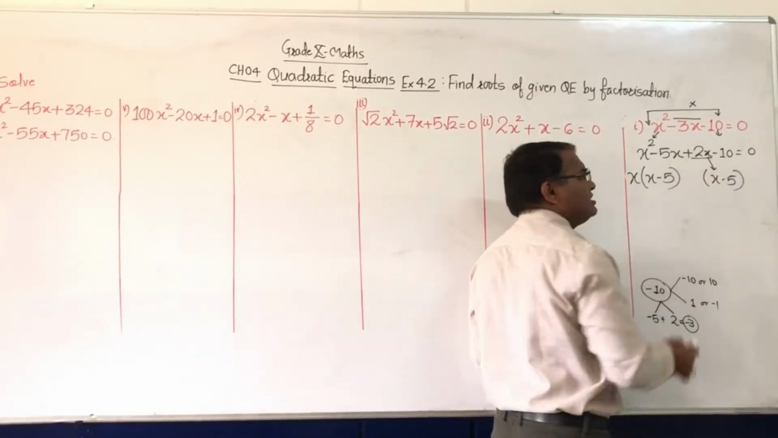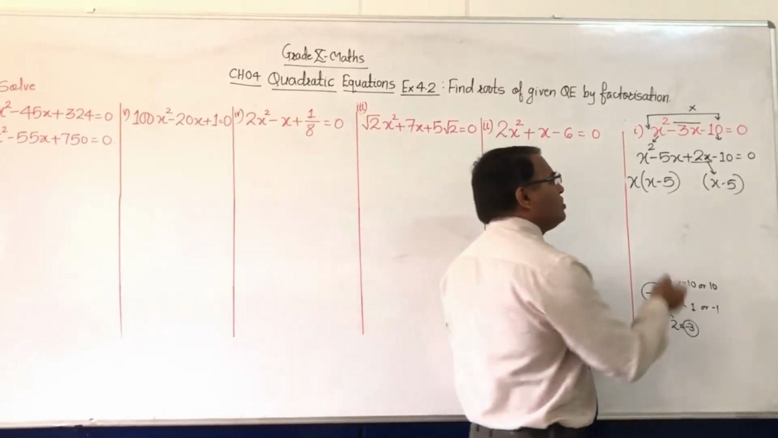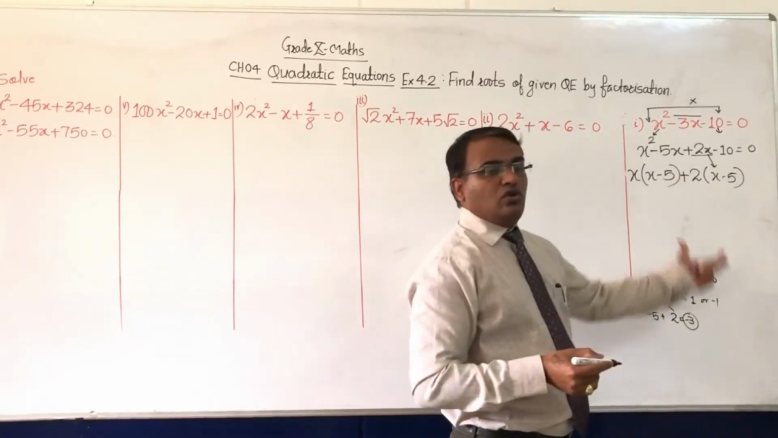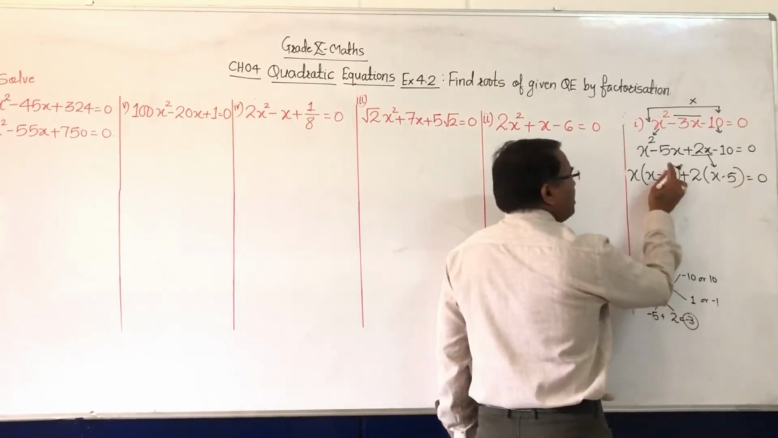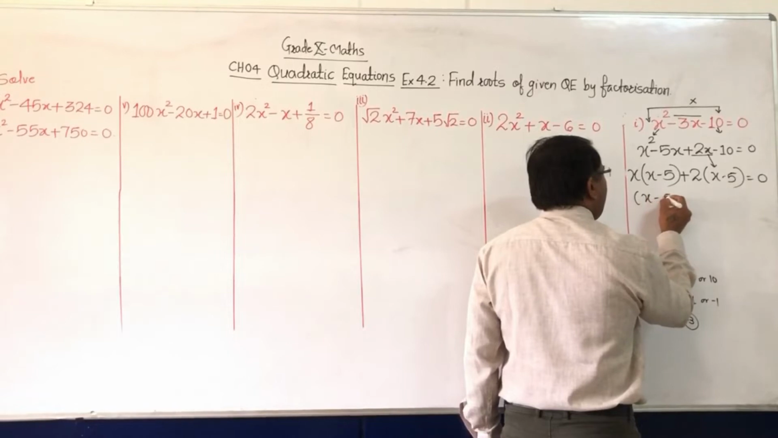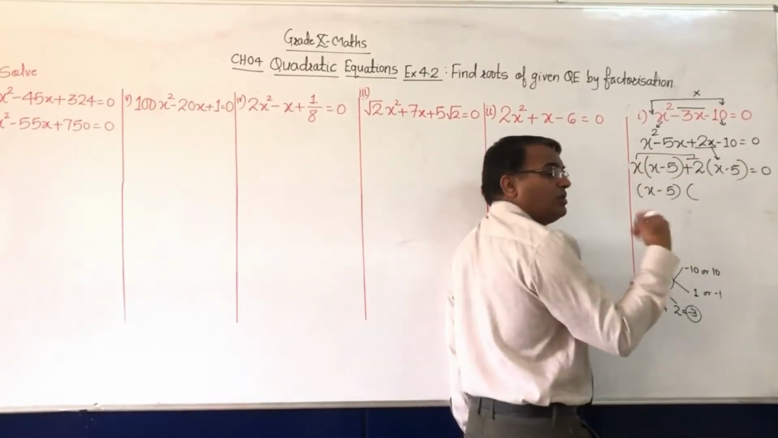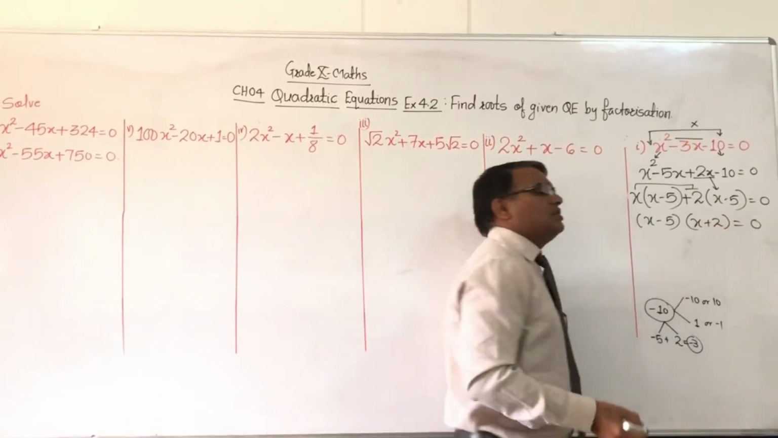X is already here. So what is remaining? It's only 2. So what is that 2? It is plus 2. So automatically you got the common from the second thing is equal to 0. And then these two brackets are common. So only one time you have to write x minus 5 and then this and this in the form of second bracket, that is x plus 2 is equal to 0.